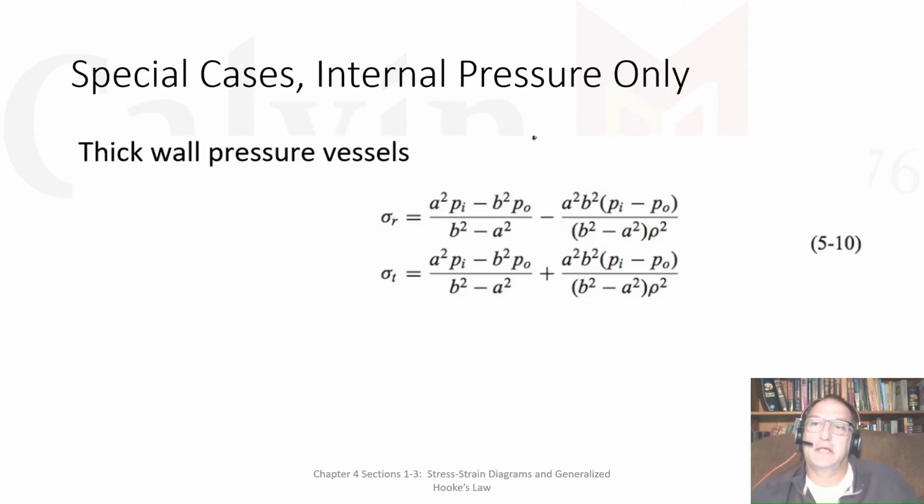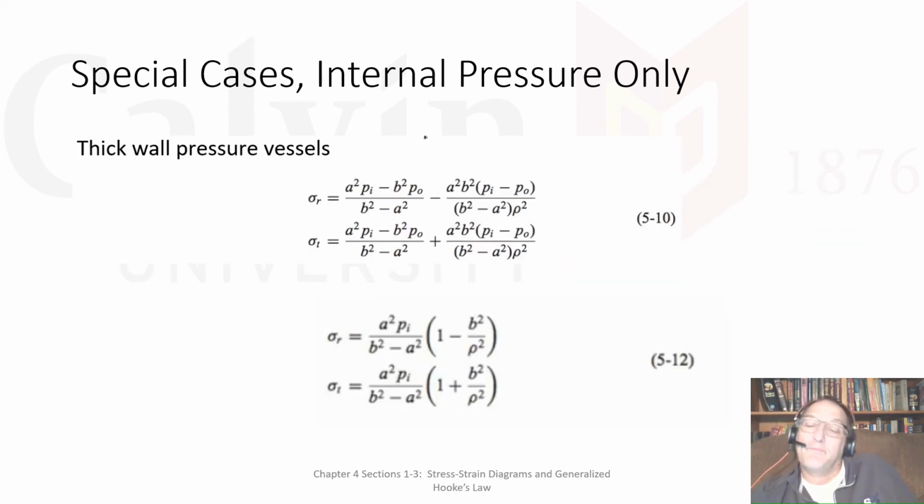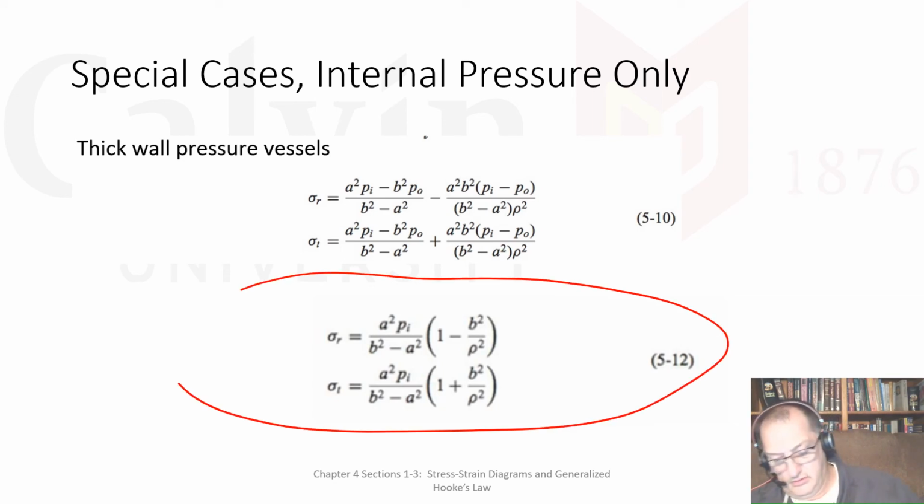So our first special case is internal pressure only, and we're going to start with the equations for the thick wall pressure vessels, and then we're going to just simply eliminate the pressure on the outside; it goes away. So you can see I've got a squared pi minus a squared b squared pi. Some of that ties together, and then that's divided by rho. We just simplify that, and I'm going to simplify the bottom the same way. Those equations are going to take on this new structure, and now it's simplified, but we could get there.